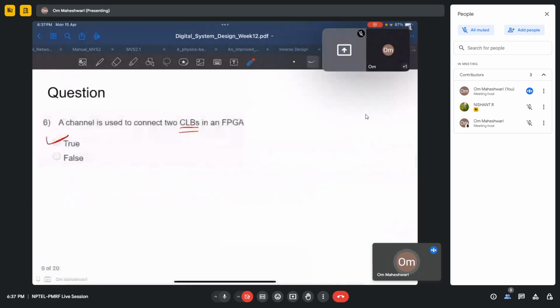Okay, so we had discussed this question. A channel is used to connect two CLBs in an FPGA. This is true.